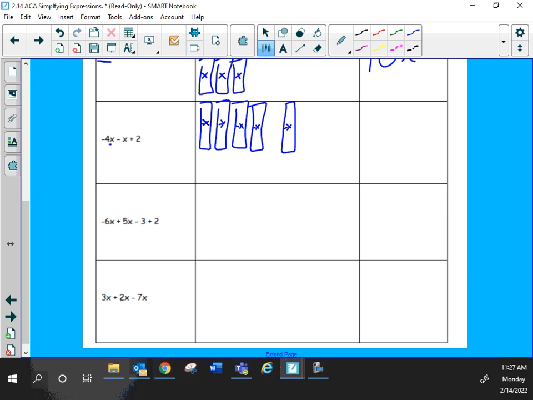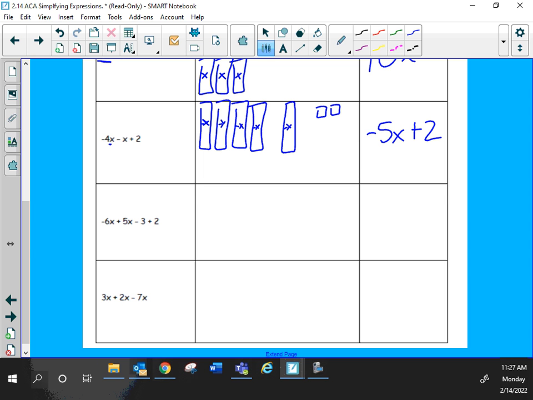The 2 is going to be 2 squares, positive or negative? Positive. 2 positive little squares. Now combine like with like, x's with x's. Do I have any 0 pairs in those x's? No, because they're all negatives. How many do I have in total? I have 1, 2, 3, 4, 5. So negative 5x plus 2.